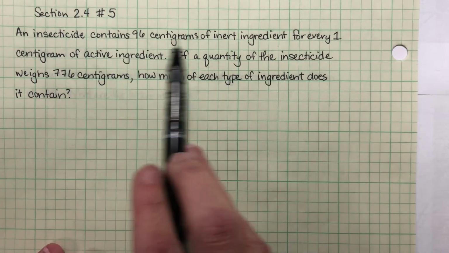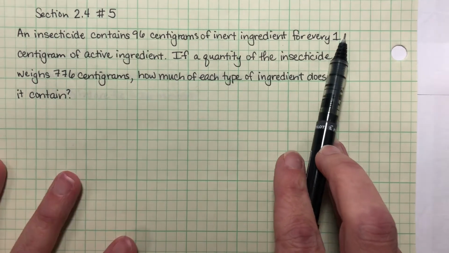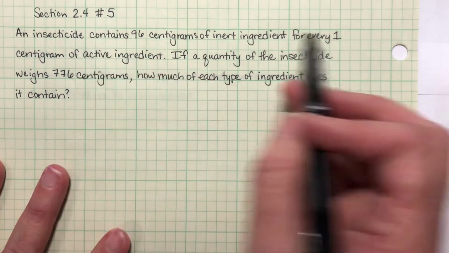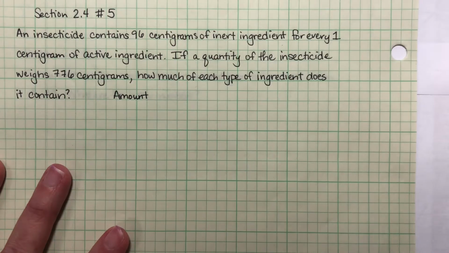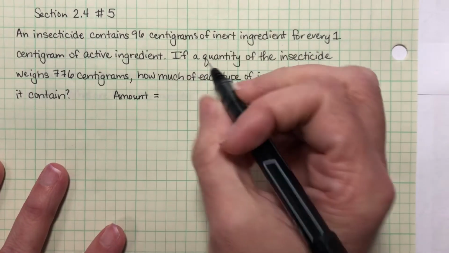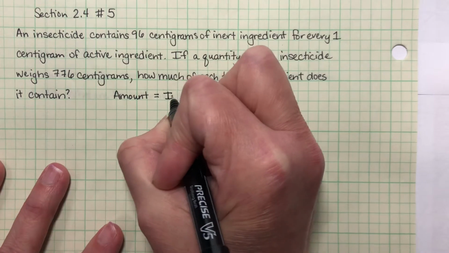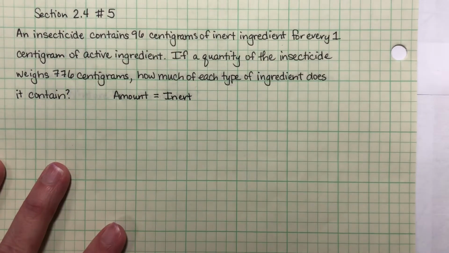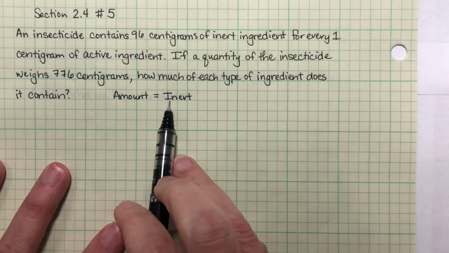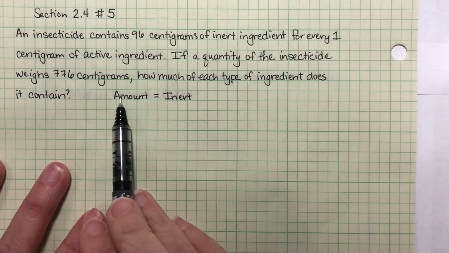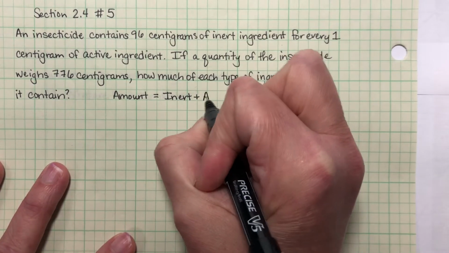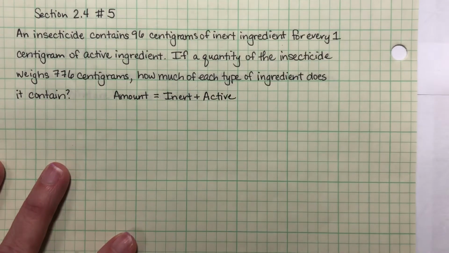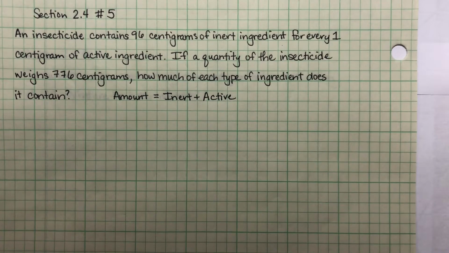Okay, first of all, let's figure out what they mean by this. What this means is it's basically saying the amount of overall insecticide is equal to the amount of inert, which is basically just filler stuff. It might be water, the part that doesn't kill insects. The amount of overall insecticide equals the amount of inert plus the amount of active ingredient.